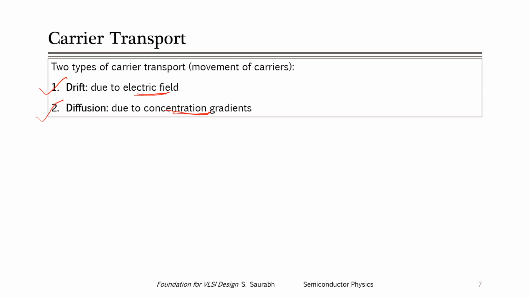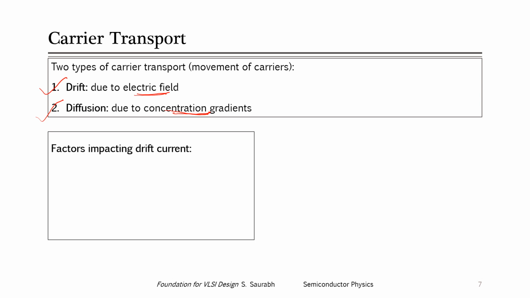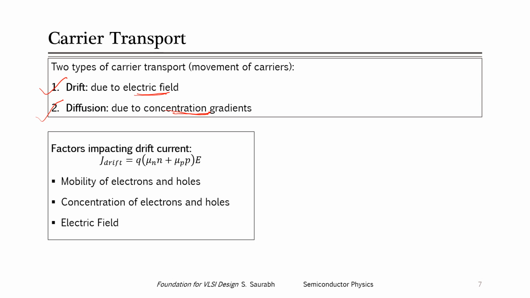Now both these mechanisms exist in a semiconductor material, and let us understand on what factors the drift and diffusion current transport will depend, right? The factors impacting the drift current: the first thing is obviously the electric field, because drift is because of the electric field. When an electric field is applied in a semiconductor, the electrons and holes move depending on the direction of the electric field. So the most important thing that impacts the drift current is the electric field, right?